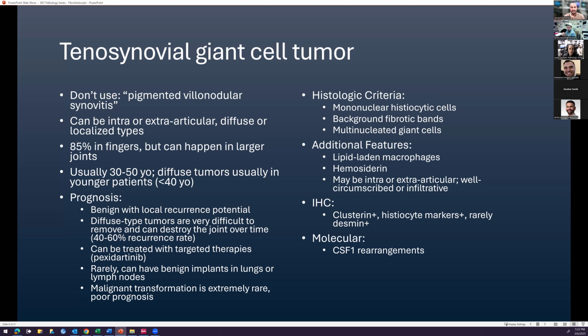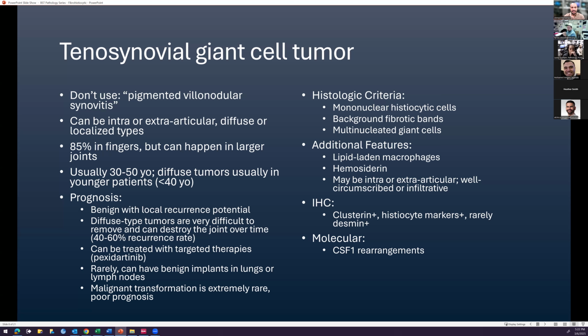Clusterin is actually a marker of synovial cells, right? Synoviocytes. So you do actually get clusterin positivity in these tumors. You don't really do it all that often either. It's important to know that rarely you can get desmin positivity as well.